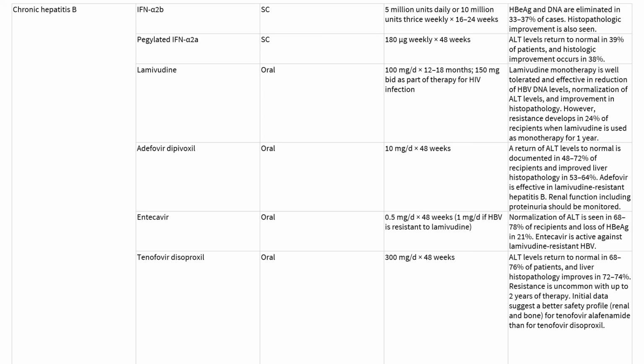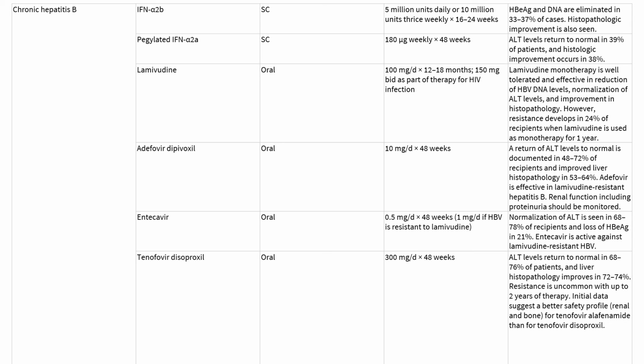طبعا مع اللاميفيودين كان في برضه الأديفوفير، بعض الناس بيفضلوه. Adefovir 10 mg per day for 48 weeks, and it returned ALT levels that were high to normal in more than half to 3/4 of patients, improved liver histopathology in more than half of patients, and it was reserved for lamivudine resistant cases. To be noted that renal function including proteinuria should be monitored.